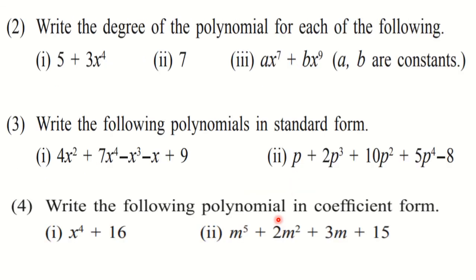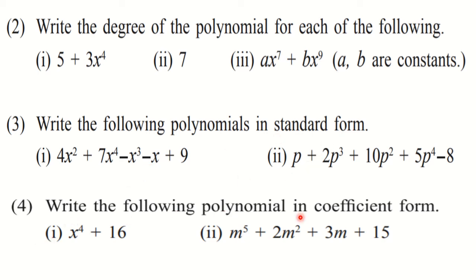Then question numbers 2, 3 and 4 are all similar type. As I have told you, you have to do them by yourself. Many of you might have solved them also. Those who have not solved, please solve them. Write the degree, it is possible for you. Write the following polynomials in standard form. You know that you have to write in descending order of powers. That's it. So arrange them properly in descending order of powers and you are going to get the standard form.